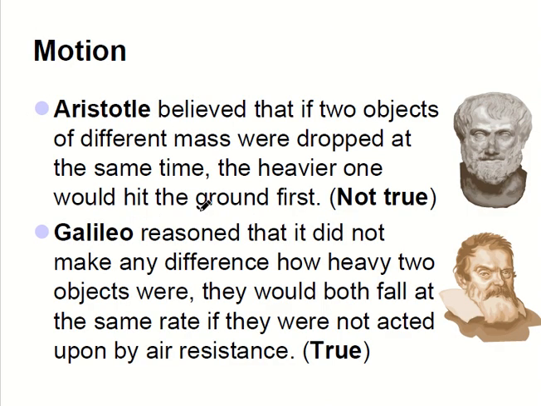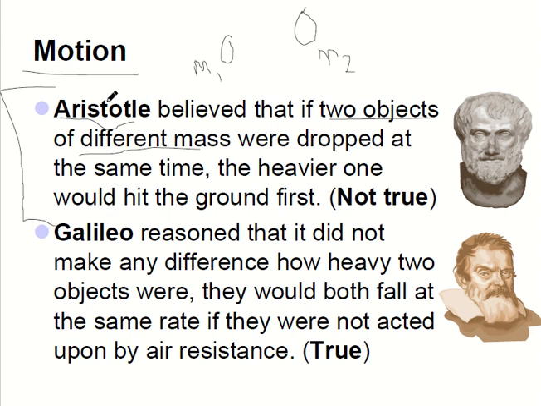And then, of course, we will get into something called the motion. Aristotle, an ancient scientist, believed that if two objects have different mass, I'm just going to draw mass 1, and then this is mass 2, and they were dropped at the same time from the same height, the heavier one is going to hit the ground first. So that's what this person believed a long time ago. And it is not true.